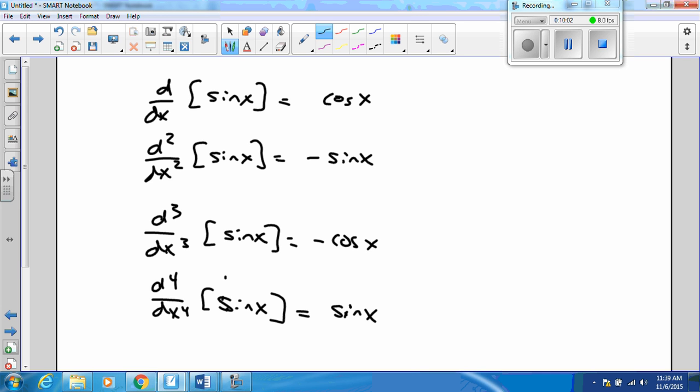Yep. So, what does this mean for us? Well, this means something very interesting. It means that if I were to continue on, what would the fifth derivative be? Cosine, the sixth derivative, seventh derivative, eighth derivative, sine, and so on.